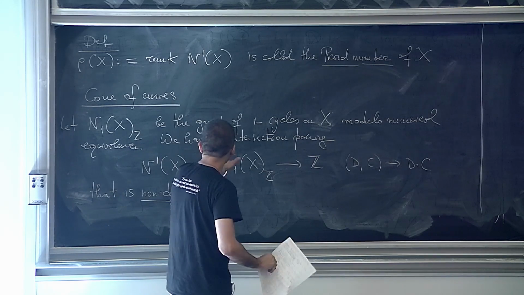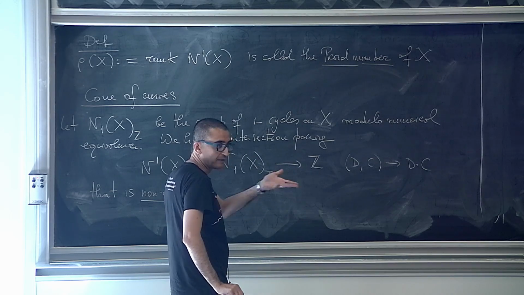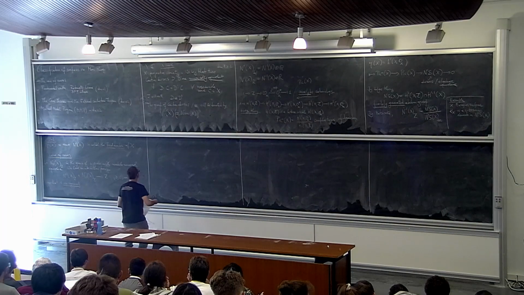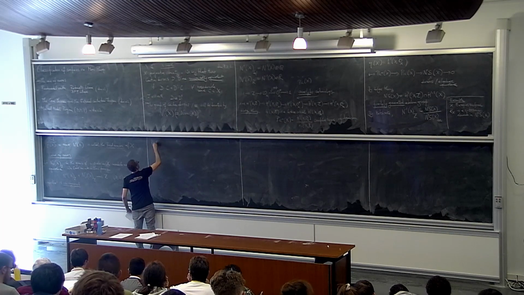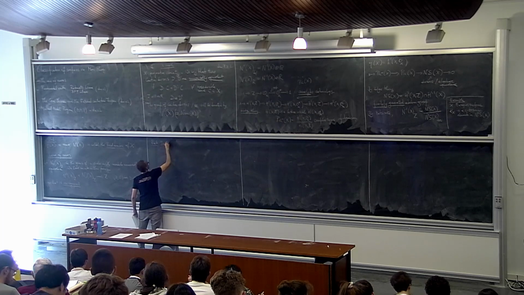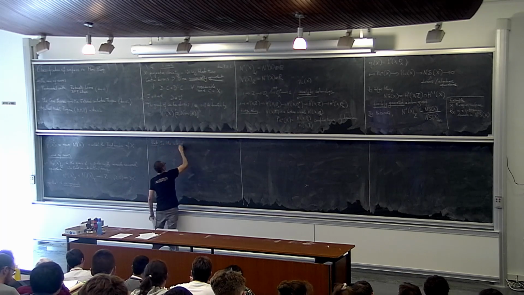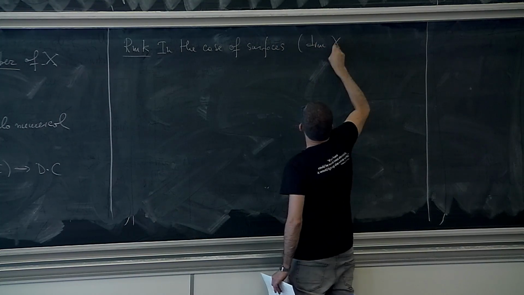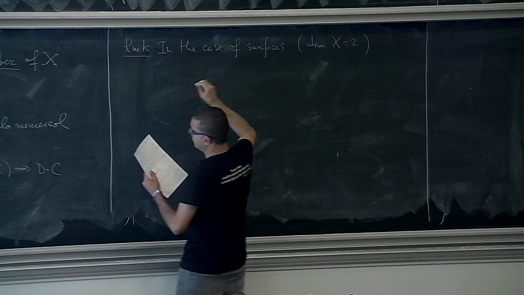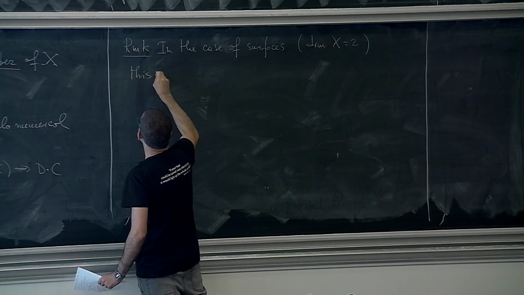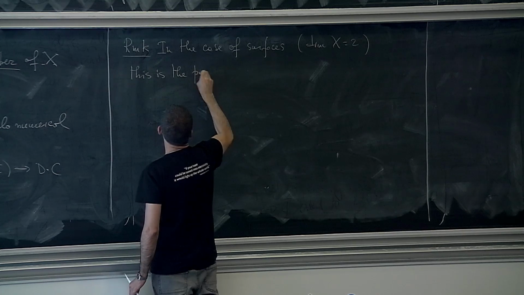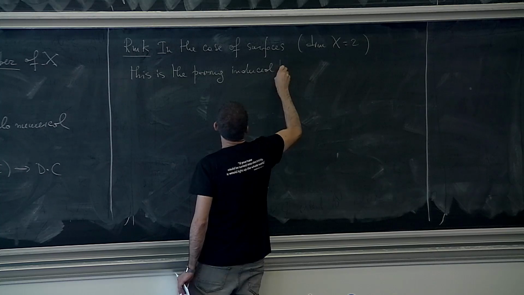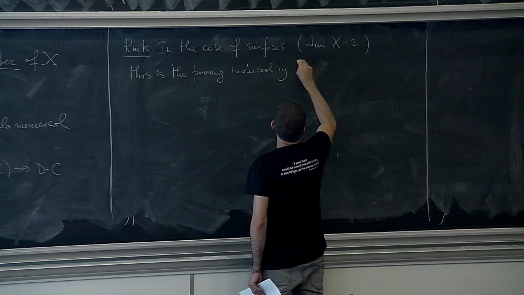Because all this stuff is defined modulo numerical equivalence. Now, if you talk about surfaces, remark, in the case of complex surfaces, so the dimension is 2, this is the pairing induced by Poincare duality on H2.